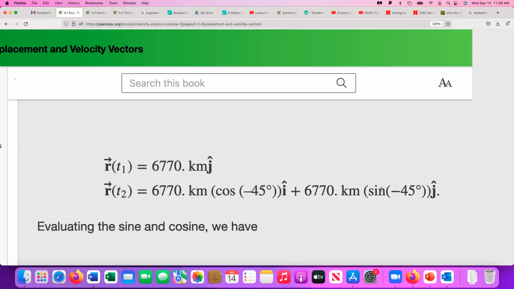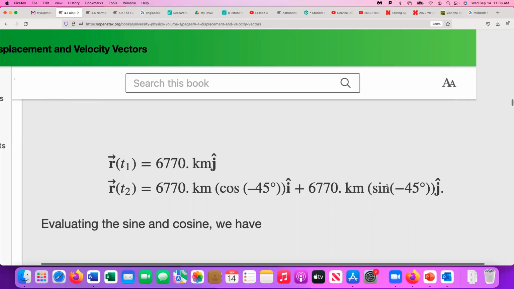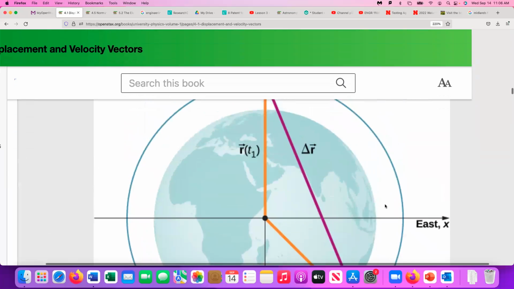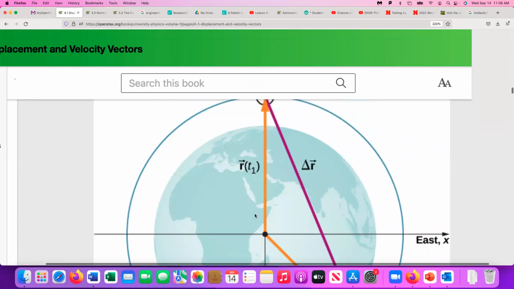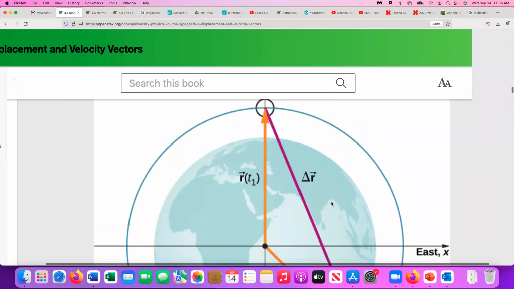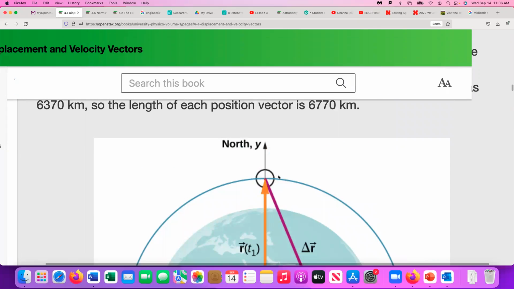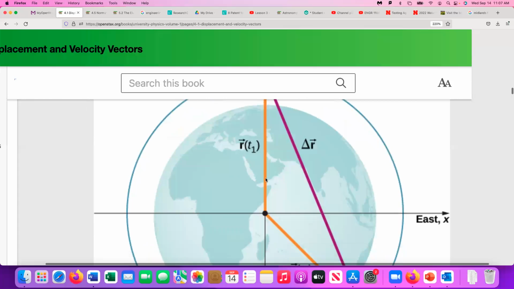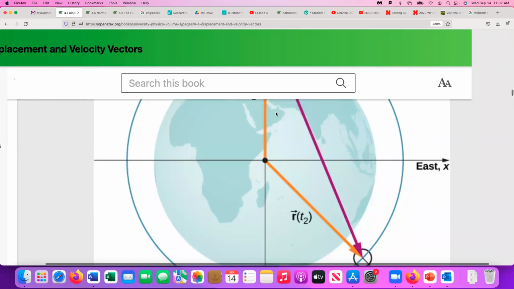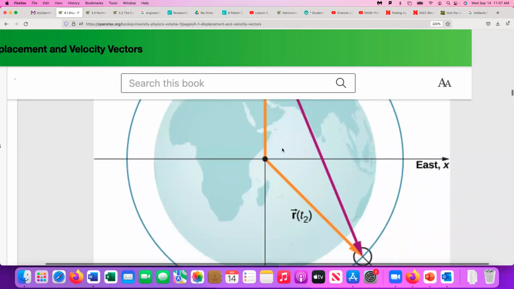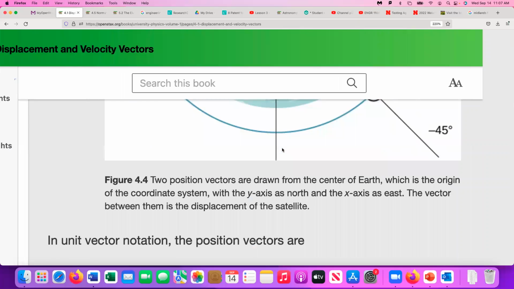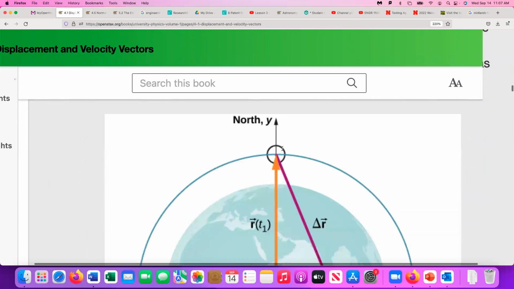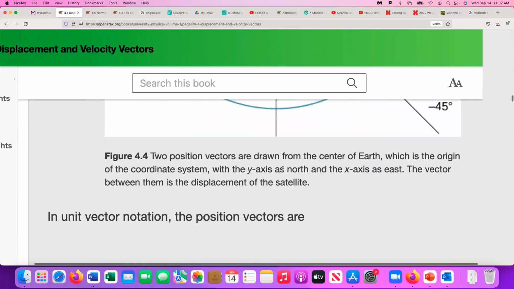So we create the first vector for the first position. The first vector is going to be in the j hat direction, because we've created our coordinate system so that x is pointing in the east direction and y is pointing in the north direction. So when we're directly over the North Pole, we only have a northern vector that defines our position. And remember, they said that it's 400 kilometers above the surface of the Earth, but we're measuring from the center of the Earth, so we have to add on the radius of the Earth to get the actual position: 6,370 kilometers plus the 400 kilometers to get us into that orbit. So there is our beginning vector.